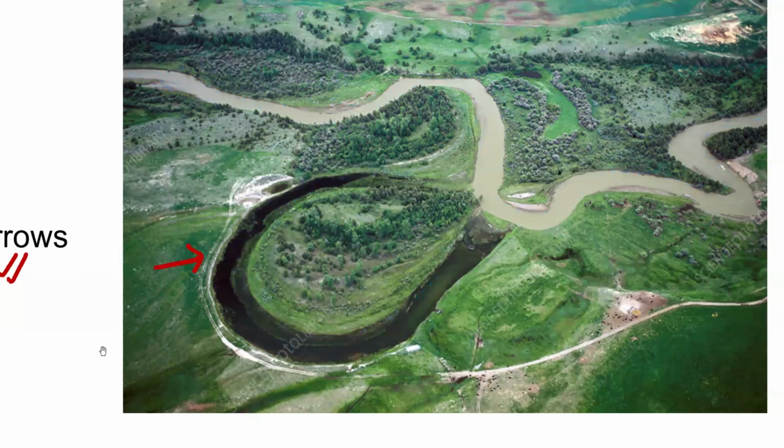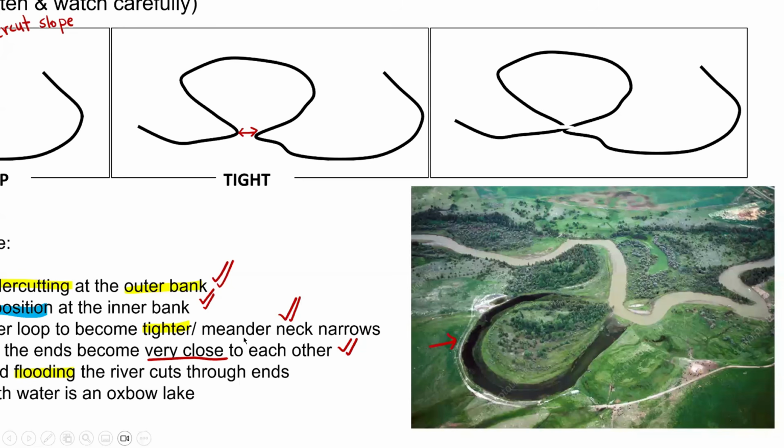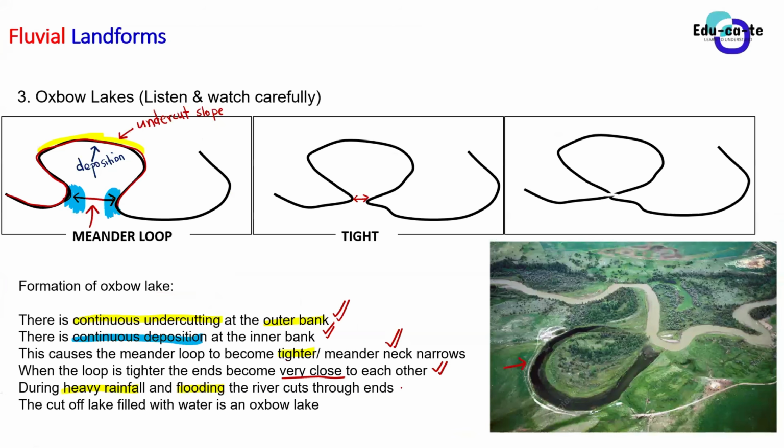Okay, cool. All right, so let's complete the statement of how we would explain that in words, because I already showed you. During heavy rainfall and flooding, the river will cut through its ends, and then the cut-off lake filled with water is known as an oxbow lake. So this meander that has been cut off from the mainstream is now known as an oxbow lake.